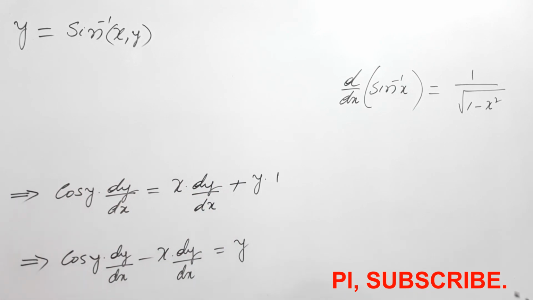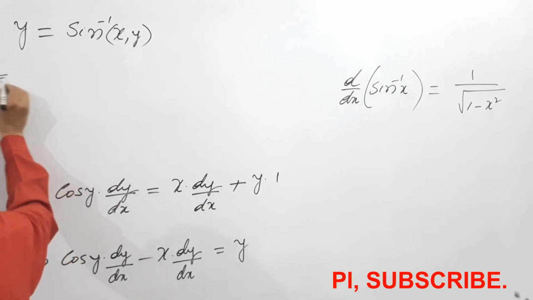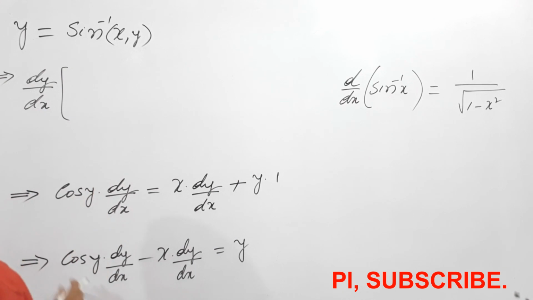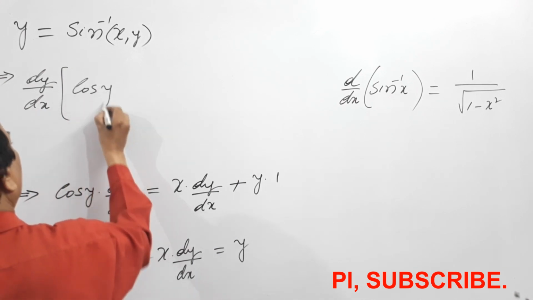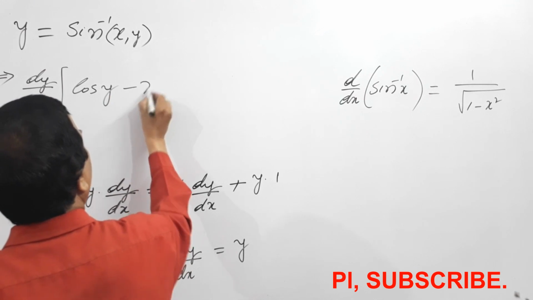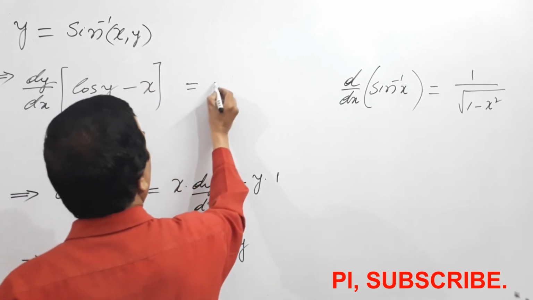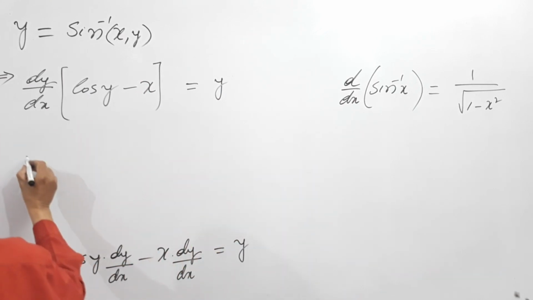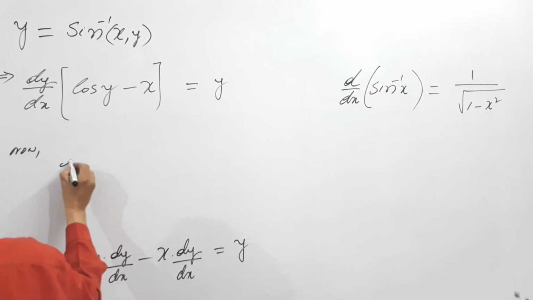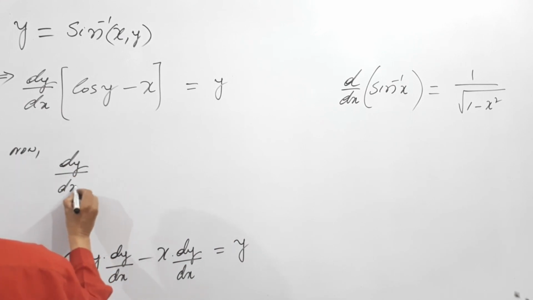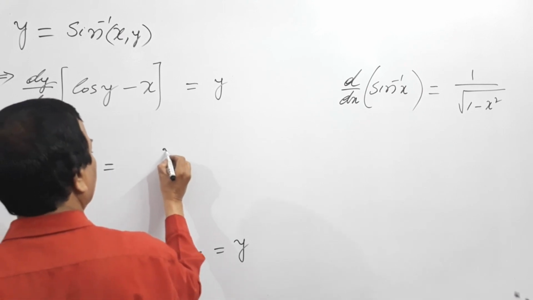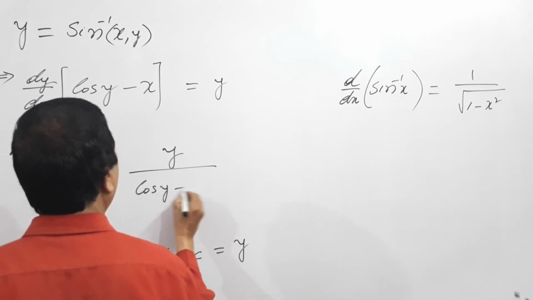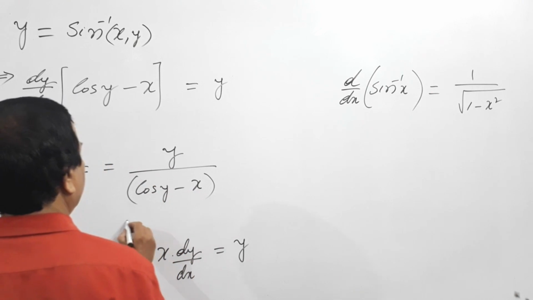So, I will take dy by dx common. We will get dy by dx times (cos y minus x) equals y. Therefore, dy by dx equals y by cos y minus x. This is the required answer.